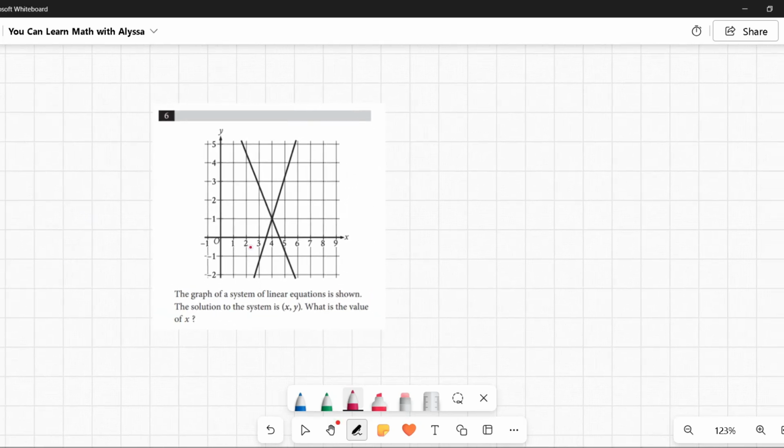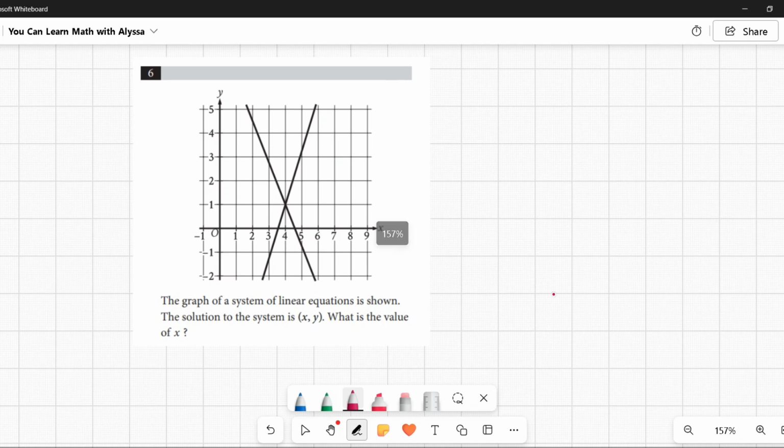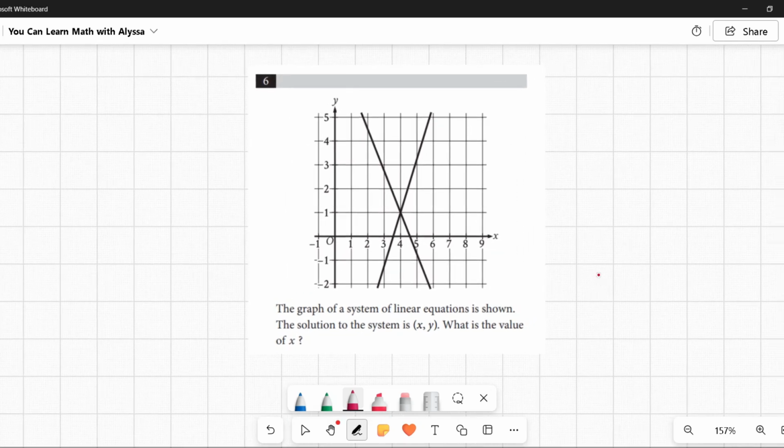Number 6, the graph of a system of linear equations is shown. The solution to the system is x, y. What is the value of x? This is very similar to an earlier problem, I think problem number 1, where it's just asking, where do these 2 linear equations cross? What is the point of intersection for this system of equations? We just need to be very careful not to make any mistakes in identifying the point or in writing it in x, y form, and then we're home free.